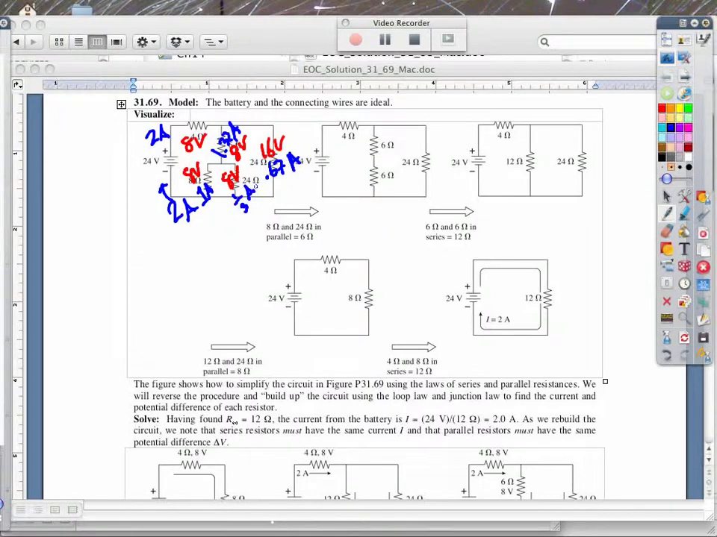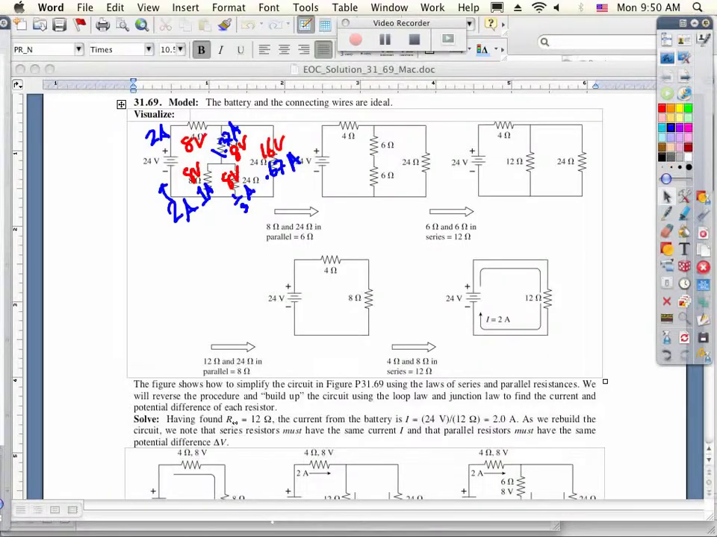How did you get the 1/3 amp? Oh, because this was 1 1/3, right? 1.33? Oh, it has to add up. See, there are no weird proportions, no weird ratios. All I do is use the loop rule, the junction rule, and the loop rule. That's it. Just be smart about it, and everything works.